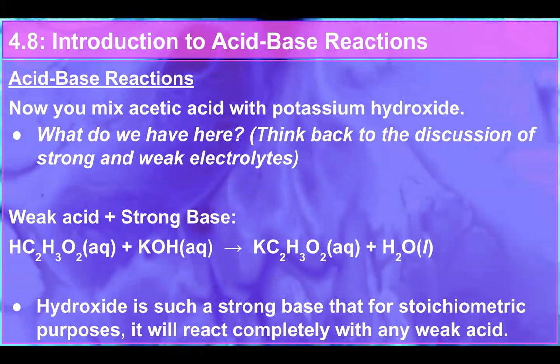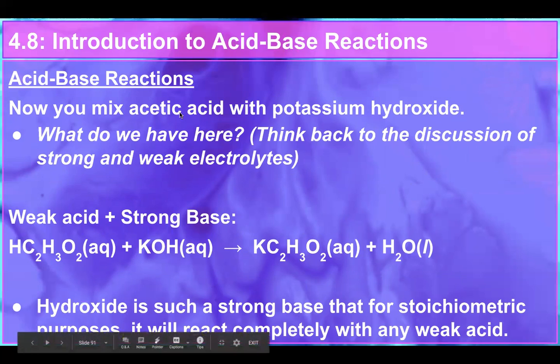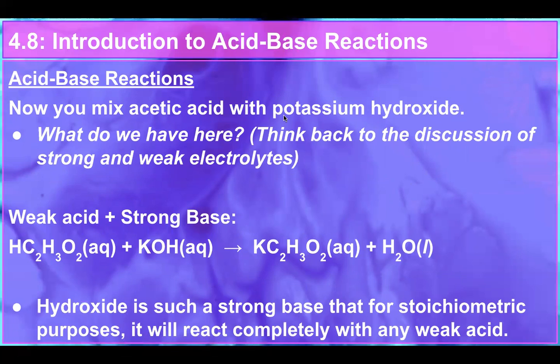Okay, but what happens when we actually add acetic acid to potassium hydroxide? So acetic acid is a weak acid, but potassium hydroxide is a strong base. So what will happen? Well, potassium hydroxide is such a strong base that it will actually pluck all of the hydrogens off of the acetic acid. It kind of forces it. So our potassium hydroxide will react completely with the acetic acid and take all of the protons that are available.